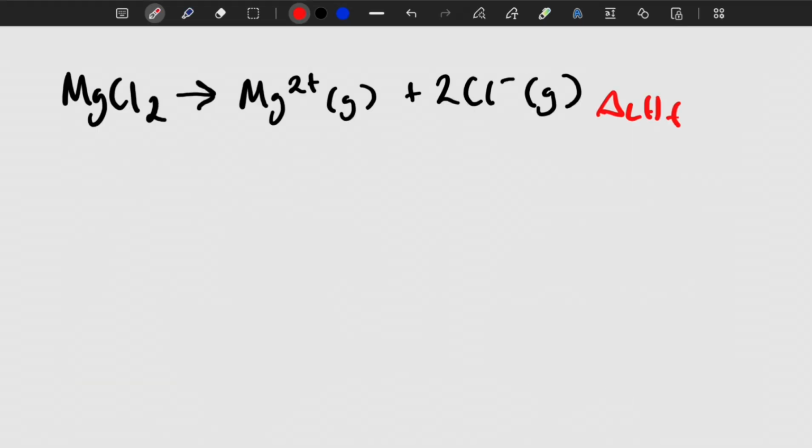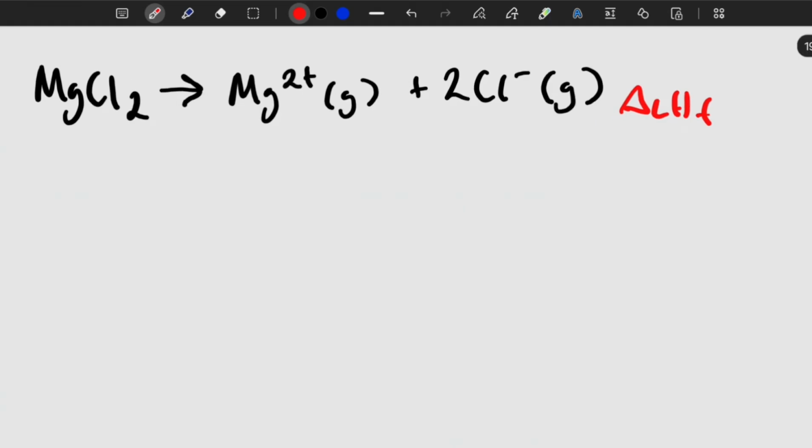Okay, next we're going to do magnesium chloride. So we have the magnesium ions, which is Mg2+ and Cl minus, but there's 2 chloride ions, so remember that.